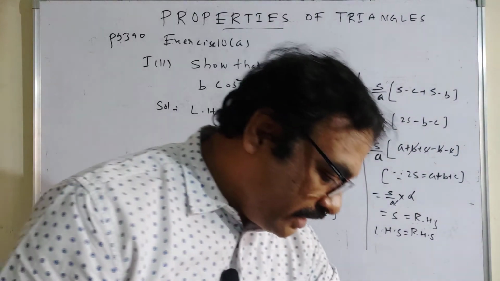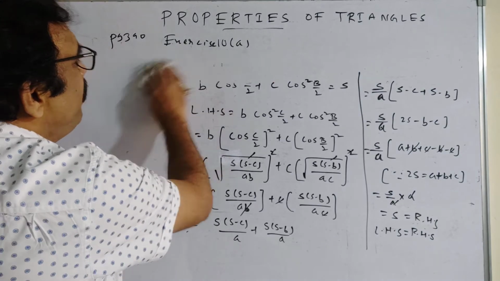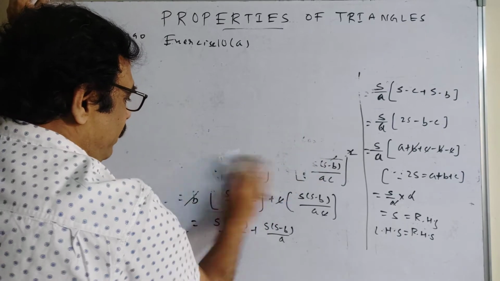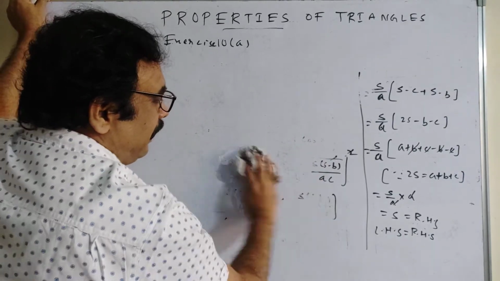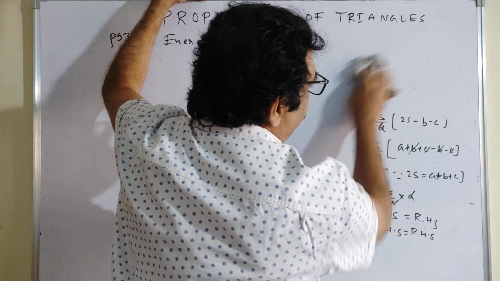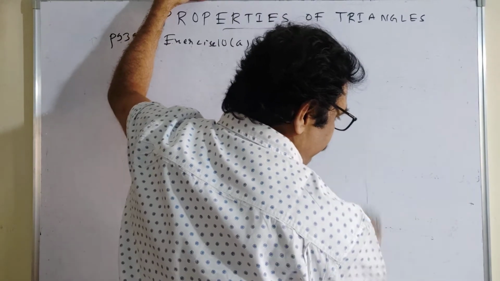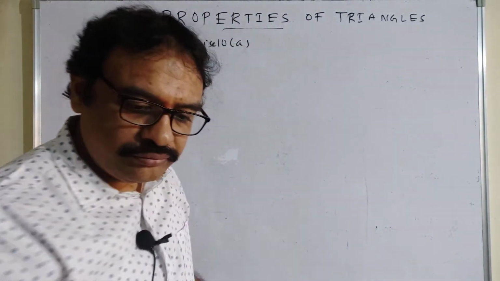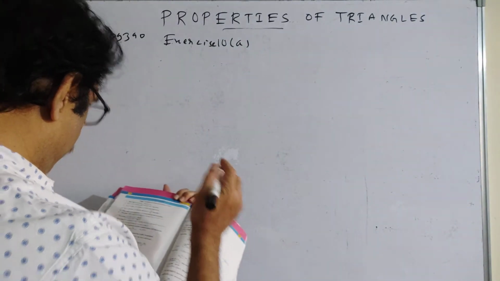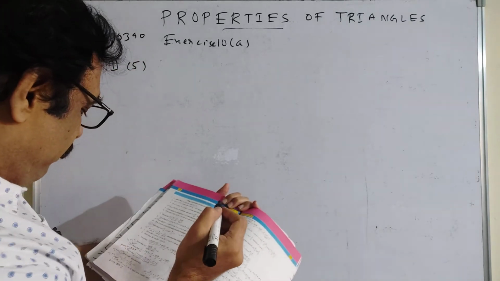I think probably by this time you might have written the problem. Now I'll be moving on, in my next session, to the problem in exercise 10A. In continuation, I am going with the next two problems. One is Roman number 2, problem number 5.